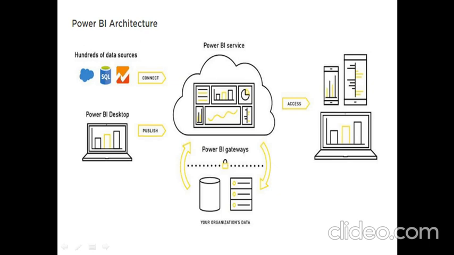In this session of Power BI we are going to learn about Power BI architecture. You can see the Power BI architecture on the screen. It is represented in a design where you can see data source, Power BI desktop, Power BI service, gateways, and the last is access. So you can see we are connecting the data source and publishing the report using Power BI desktop, and then it is published to Power BI service.